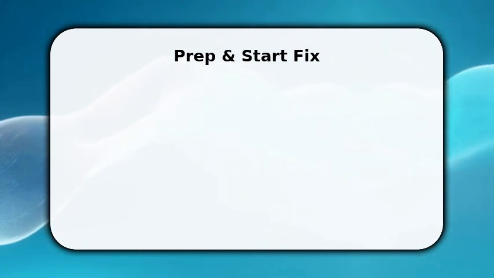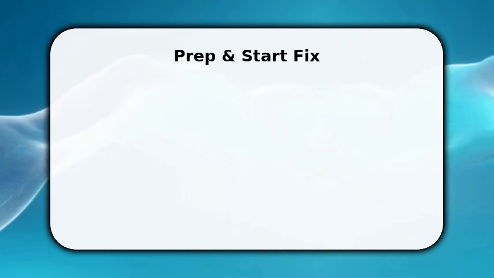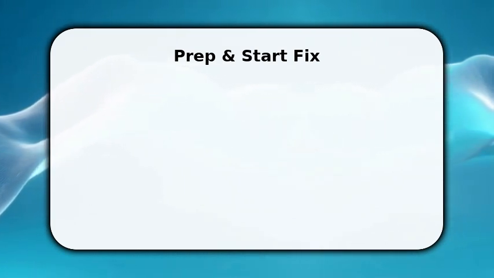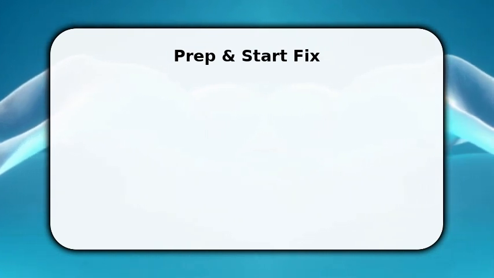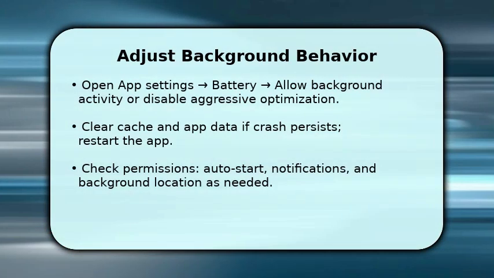Now open the device settings and navigate to Apps or Application Manager. We'll locate the offending app and take the first corrective actions immediately. Now dive into the app's battery and background settings and explicitly allow background activity. This prevents the system from killing the app to save power.